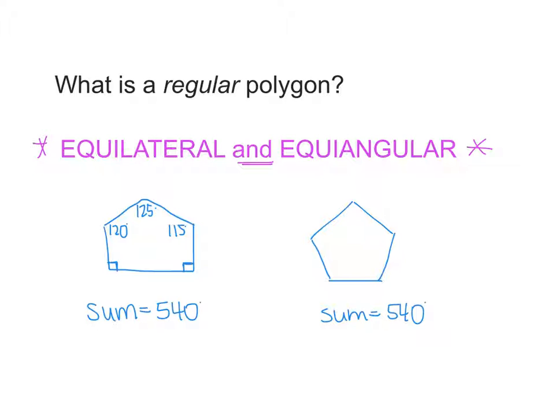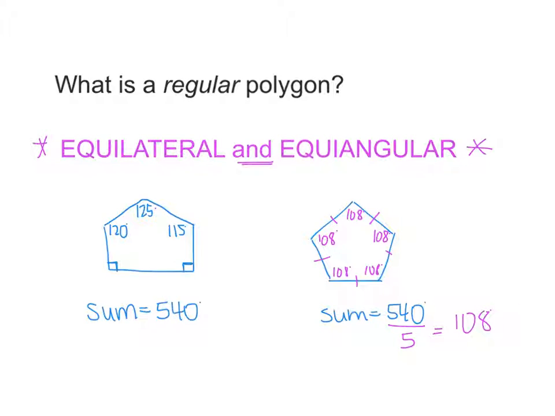In order to figure that out, I have to take my sum of 540 and divide it evenly by the 5 angles. So 540 divided by 5 gets me 108, which means this angle is 108 degrees. This angle is 108 degrees, this angle is 108 degrees, 108 degrees, and 108 degrees. If I want this to be regular, I have to go ahead and mark the sides as well.